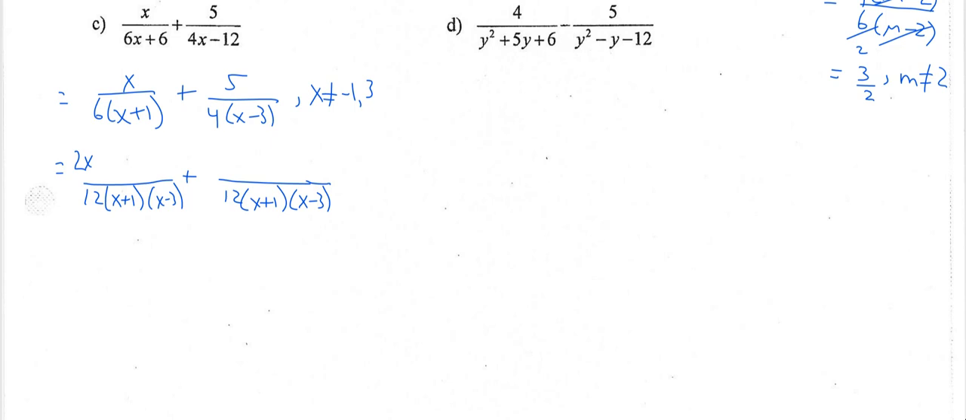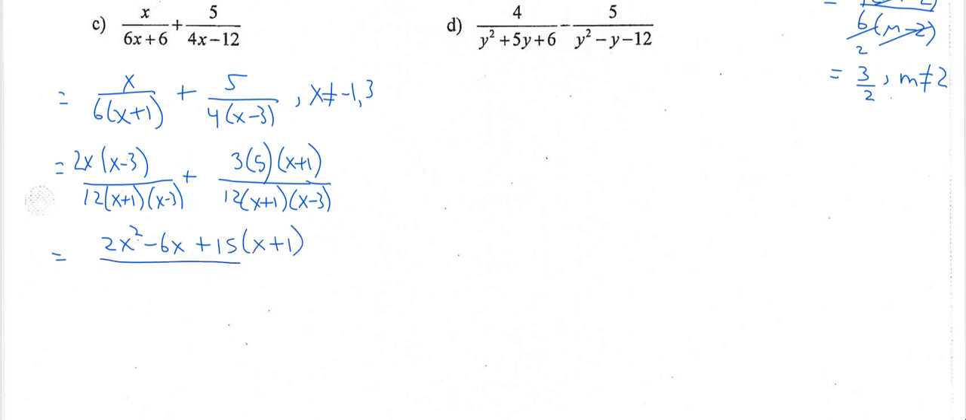And there's my x. I already have x plus 1, so I need to multiply by x minus 3. This one, I need to go from 4 to 12, so there's a 3. There's my 5. I already have x minus 3, so I need x plus 1. Adding them together, I get 2x times x minus 3 plus 15 times x plus 1 over 12 times x plus 1, x minus 3.